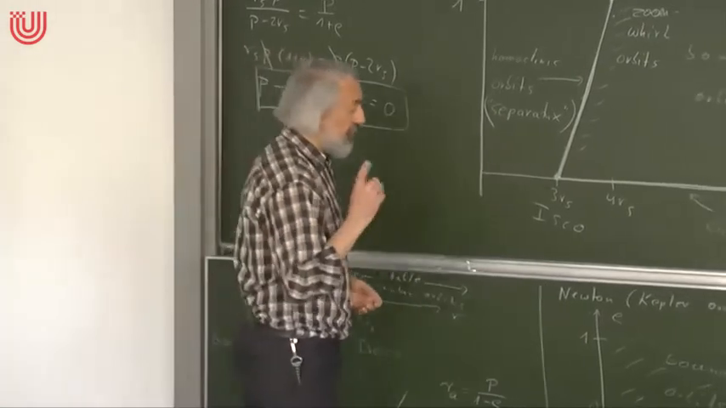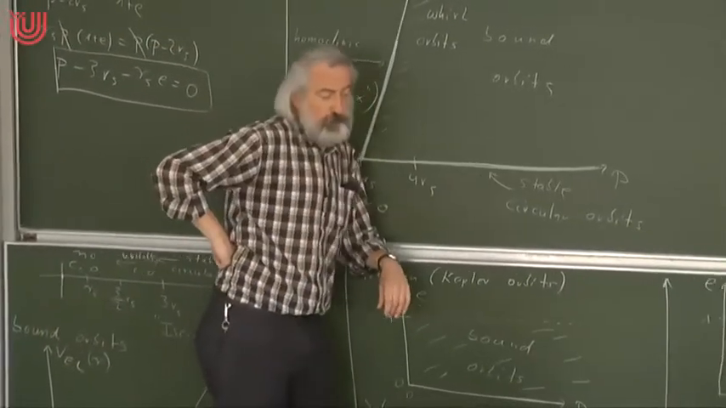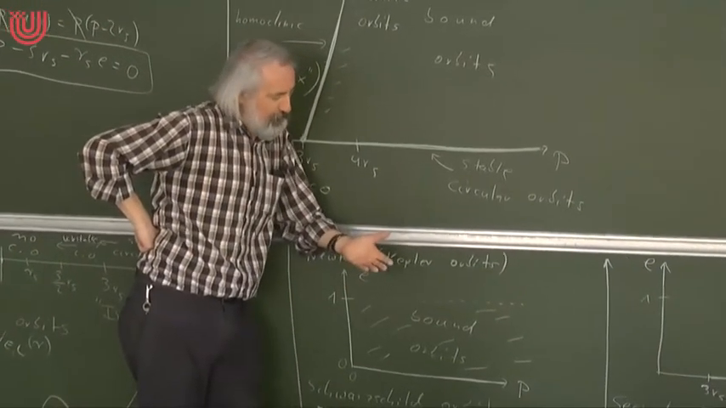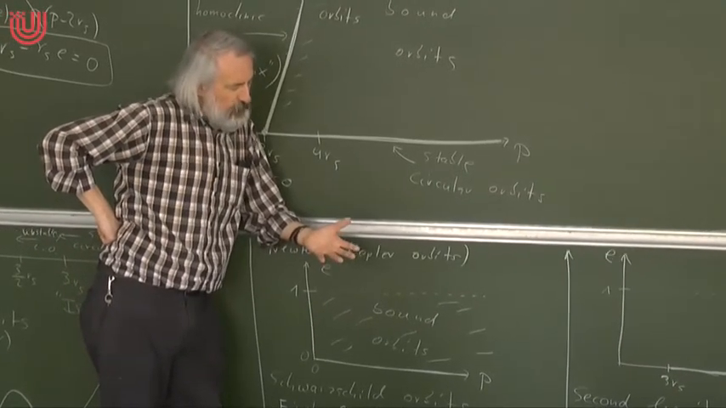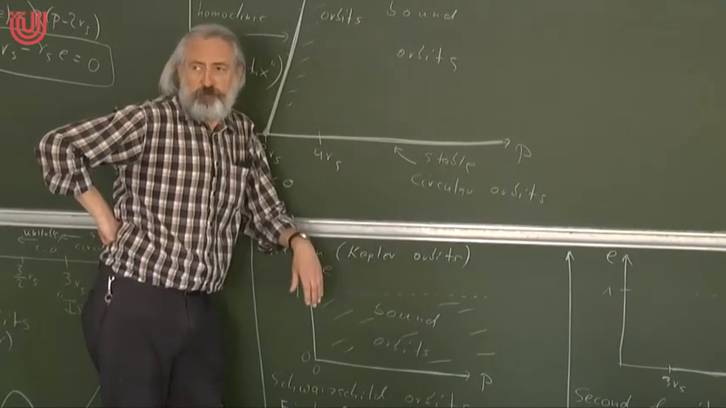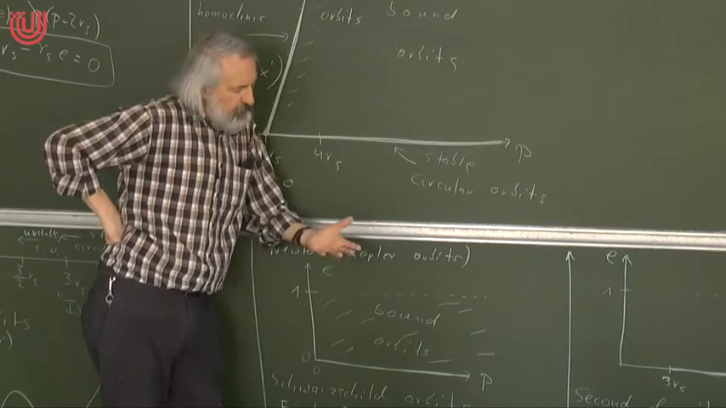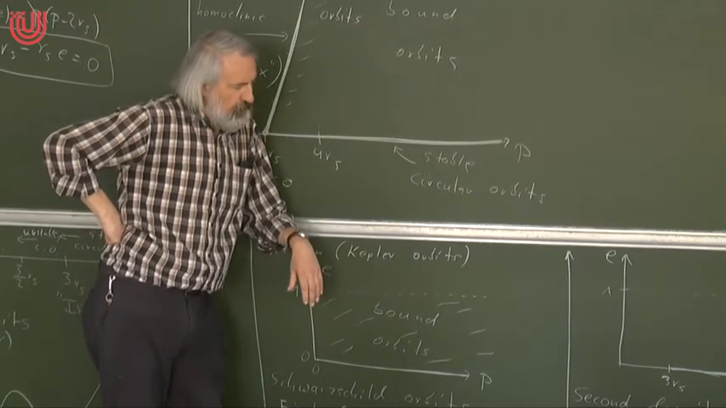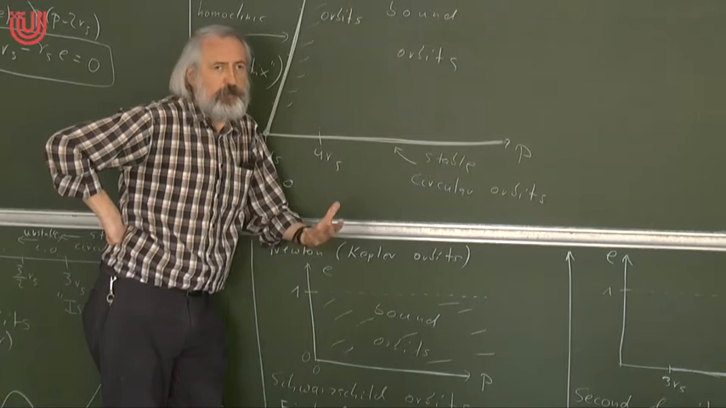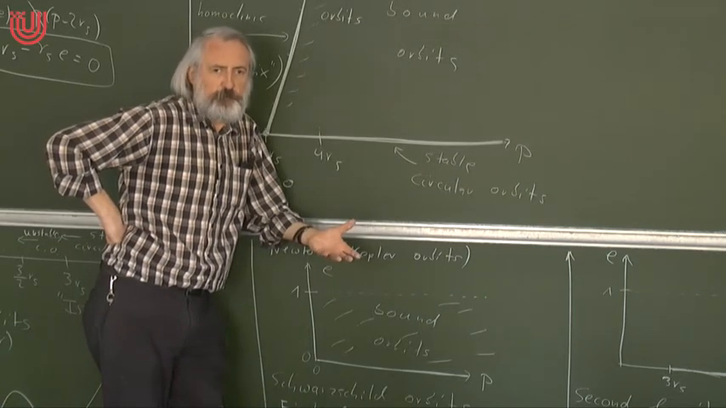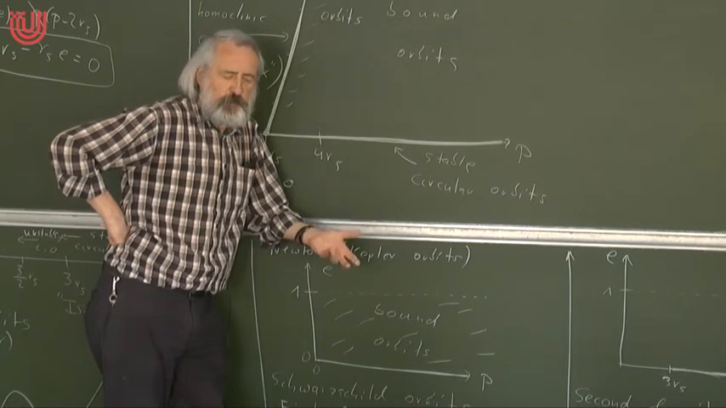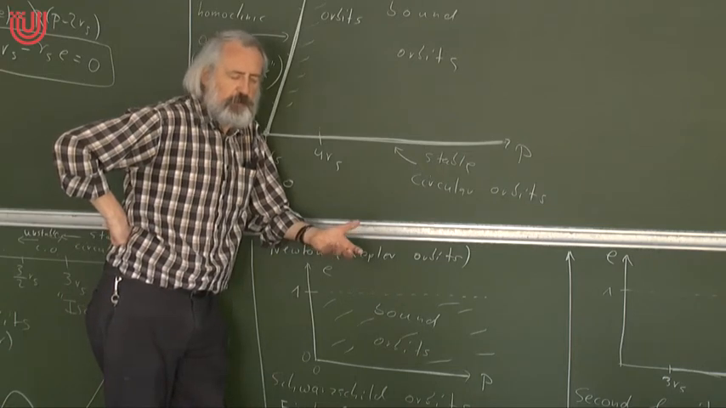Actually, I mentioned several times, and you probably knew already before, that at the moment one of the most pressing questions in general relativity is direct detection of gravitational waves. And for what objects do we expect to see gravitational waves?